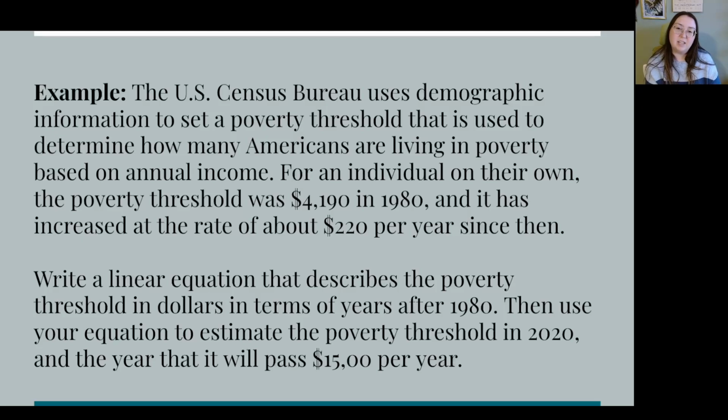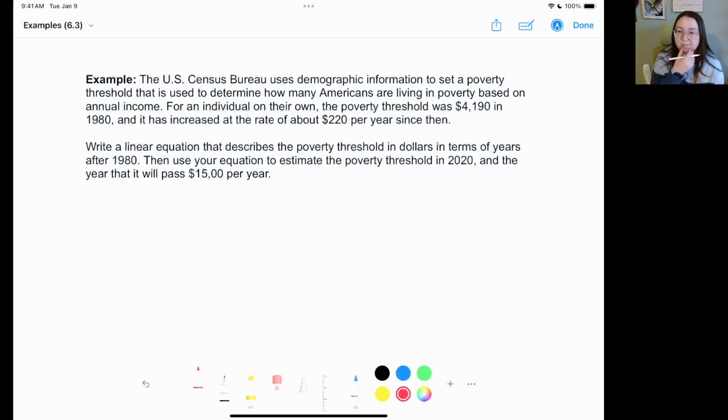And then finding the year it will pass 15,000 per year, we're going to need to find the year that happens, meaning we're going to have to solve for X when Y is 15,000. So that's the difference between the types of questions we're being asked. And we're going to do this all together very slowly. So let's go on over to our notes so we can work on this one together.